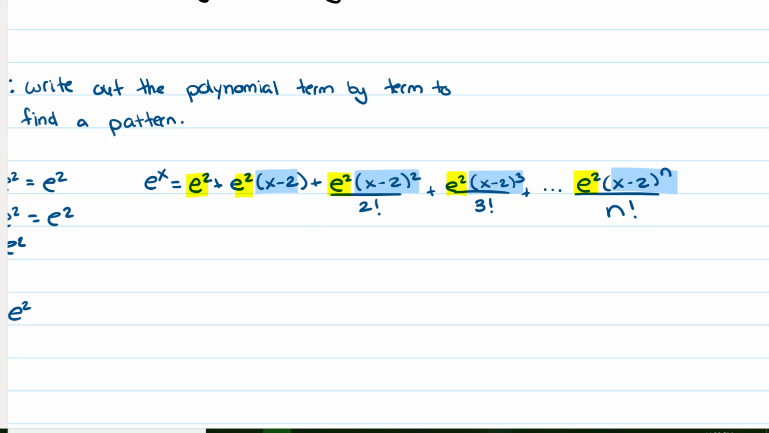Notice that each time I have that e squared, and then I just have x minus 2, and I increase the power by 1. So now the hard part for these problems, and this one's not too tough, is writing it in sigma notation. So sigma, n equals 0 to infinity.